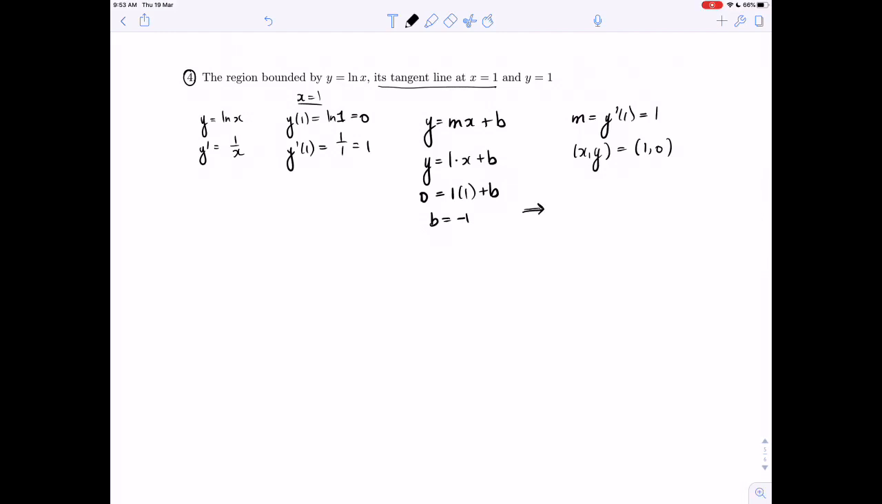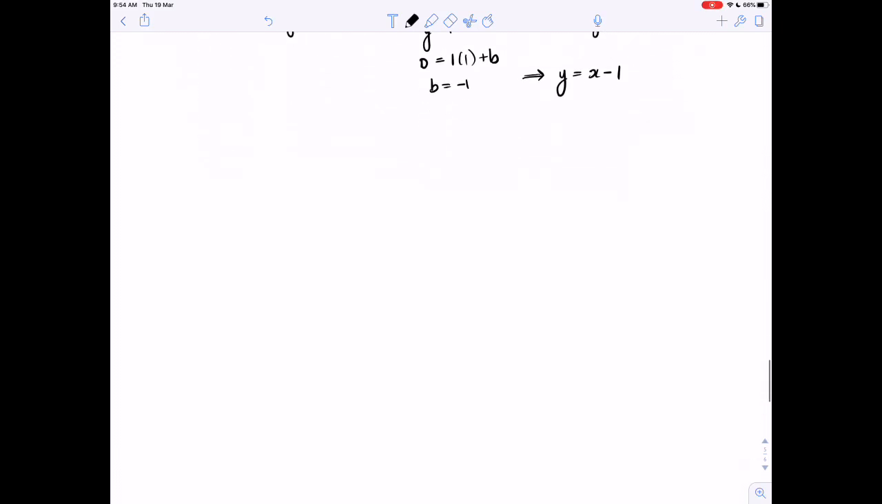So the equation of our missing boundary curve is y is equal to x minus 1, the tangent line to the logarithm at x equals 1. So let's go ahead and draw the region so we can get an idea of how to set up the integral or integrals that are necessary.